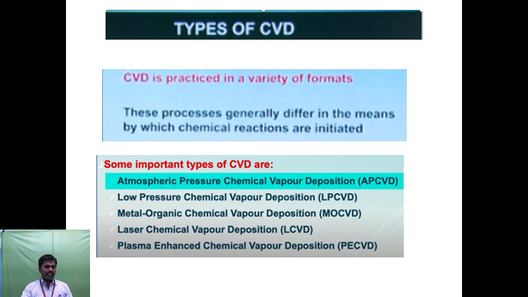There are so many types of chemical vapor deposition method. These are some types of chemical vapor deposition method: atmospheric pressure chemical vapor deposition, low pressure chemical vapor deposition, metal organic chemical vapor deposition, laser chemical vapor deposition, plasma enhanced chemical vapor deposition.